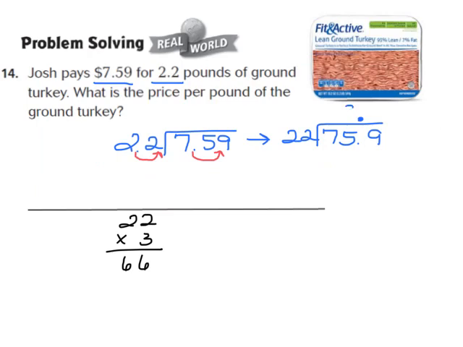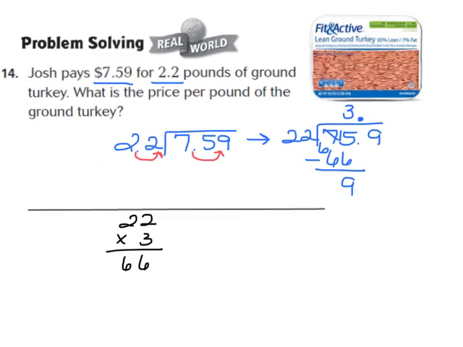So I'm going to write that 3 up here above the 5. Now I know that 3 times 22 is going to give me 66, so I'm going to write my 66 down. I'm going to go ahead and subtract. Well, I can't take the 6 away from the 5, so I'm going to regroup. 7 becomes a 6, and that 5 becomes a 15. Well, I know that 15 minus 6 is going to give me 9, so I'm going to write my 9 down. Now let's check. Is 9 less than 22? And it is, so we know we're on the right track.